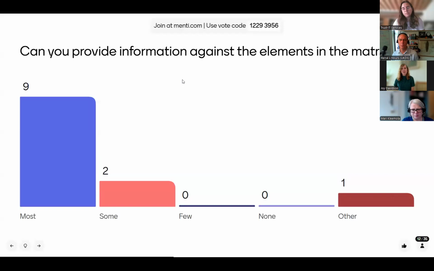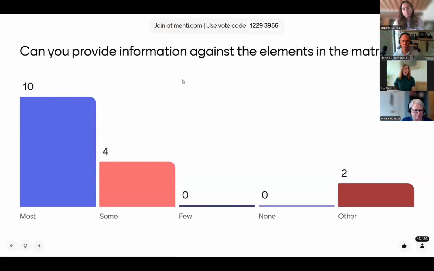So the next question that we wanted to ask was, we haven't looked at all of the 30 elements in the matrix, but I think you got a fairly good idea of some of the things that were covered. And we just wanted to get a sense from you at the moment. Are you able to provide information? Again, we know you haven't seen all of them in detail, but just based on your own gut feeling, do you think you're covering some? Do you think you have most of them covered? Few, none, or other? And for those who are putting other, it would be interesting if you want to stick in the chat what other means.